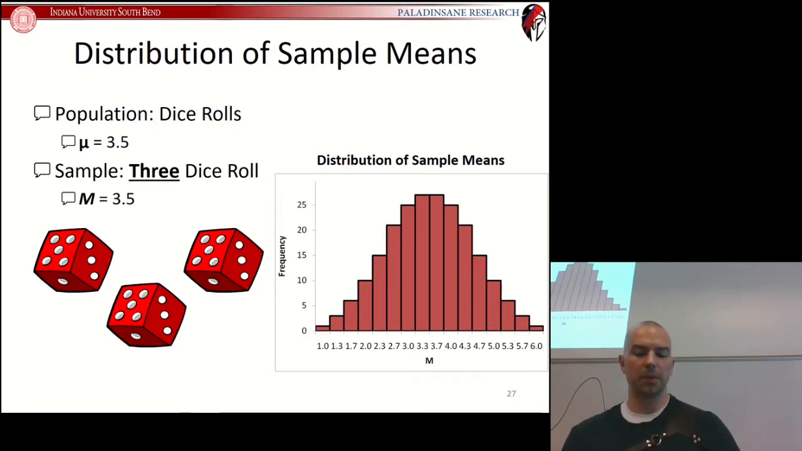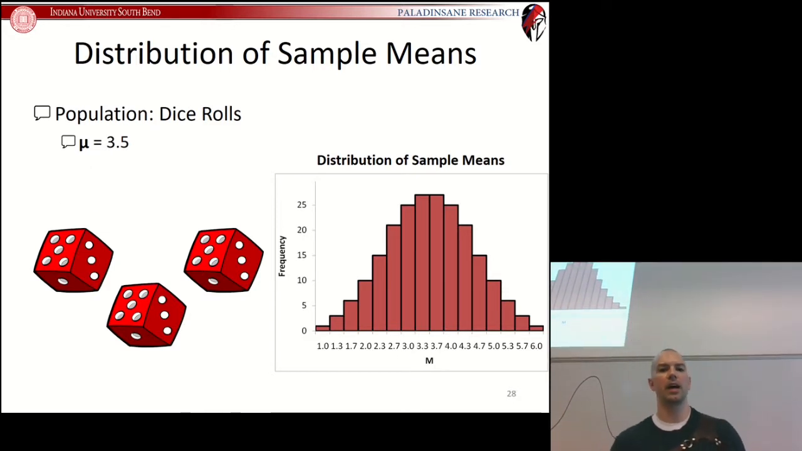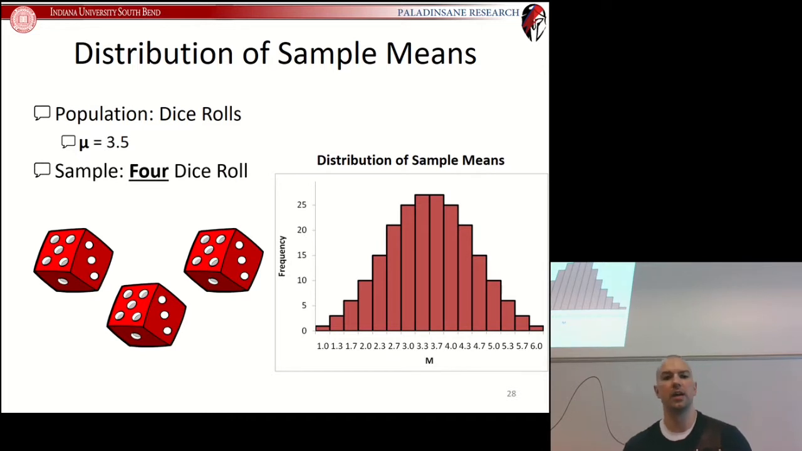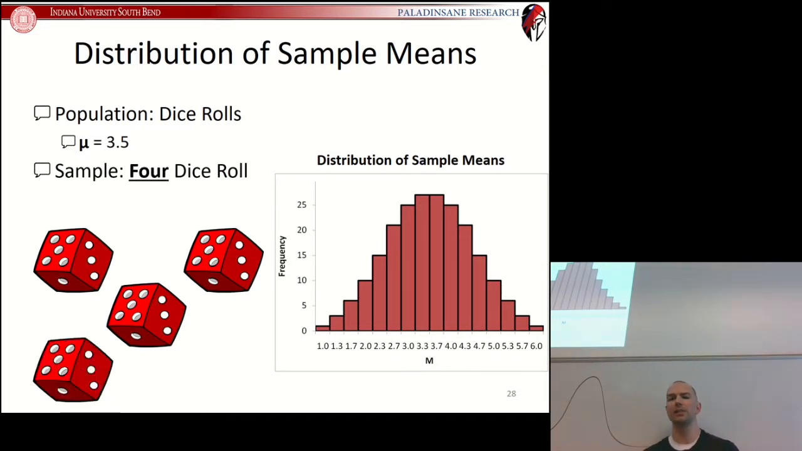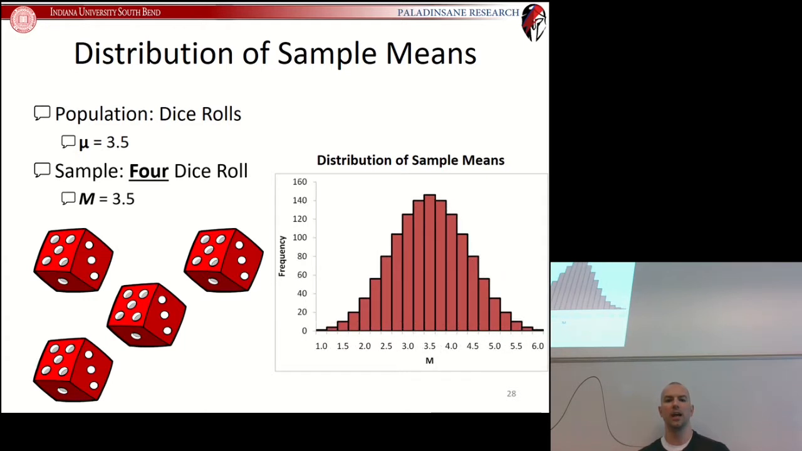And if we continue to play this game, we'll increase the size of our sample to 4 dice. Once again, roll the 4 dice, take the average, add up the scores, divide by 4. We will find out that if we take a mean of all the sample means, we'll get a mean of 3.5. And once again, the distribution of sample means changes, and that's the distribution of sample means.